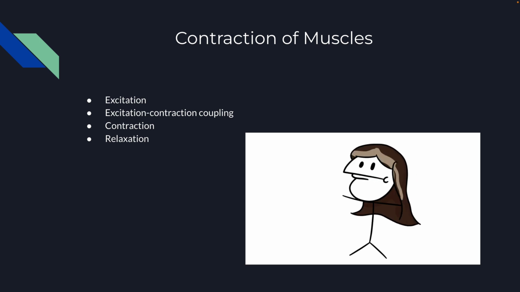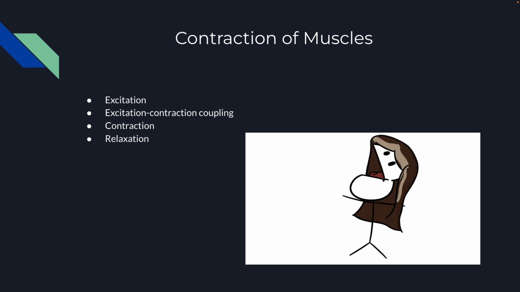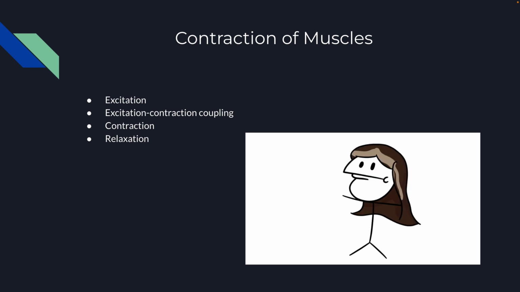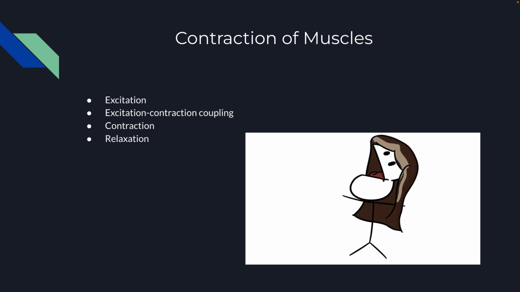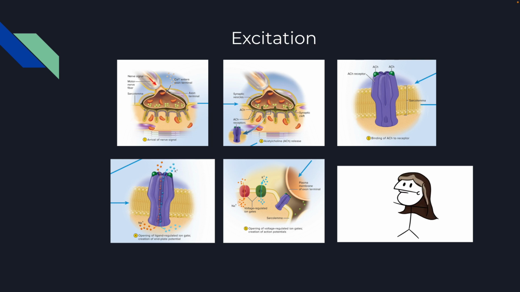There are 4 major phases of this contraction: excitation, excitation-contraction coupling, contraction, and relaxation. Excitation is when action potentials in the nerve fibers cause action potentials in muscle fibers. This begins with the arrival of a nerve signal through a motor nerve fiber into the axon terminal. This opens voltage-gated calcium channels, allowing calcium ions to enter the terminal. This calcium causes the synaptic vesicles to release acetylcholine into the synaptic cleft.